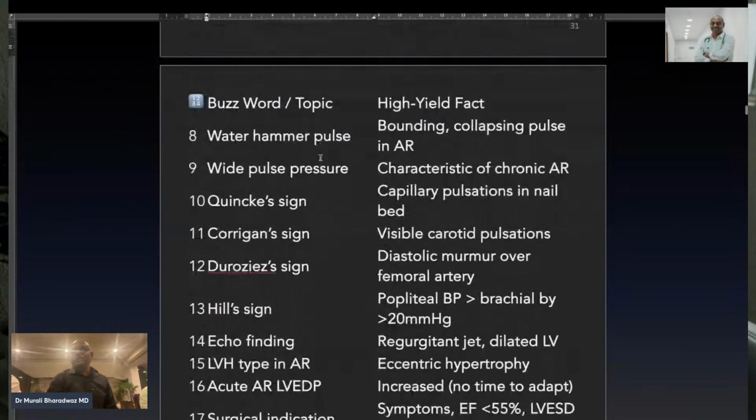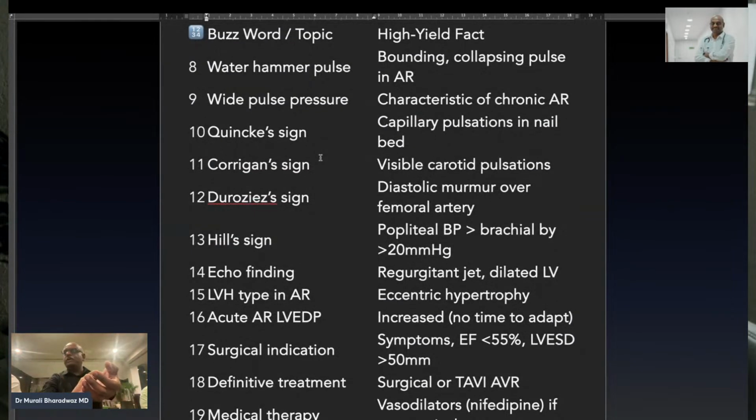Remember. Then there is a bounding, collapsing pulse. You hold the pulse and it rises, then it will collapse because of regurgitation. And there is a wide pulse pressure. Then Quincke's sign, Corrigan's sign, Duroziez sign, Hill's sign. You need to know all these important clinical signs. Quincke's sign: what is it? Capillary pulsations in the nail bed. Why? Because there is aortic regurgitation. Once there is aortic regurgitation, there is a lot of diastolic runoff. What does that mean?